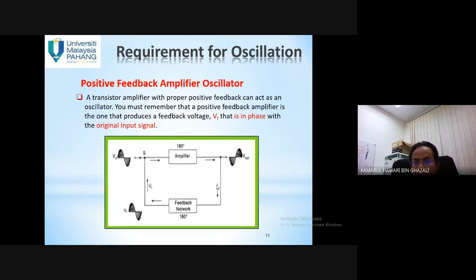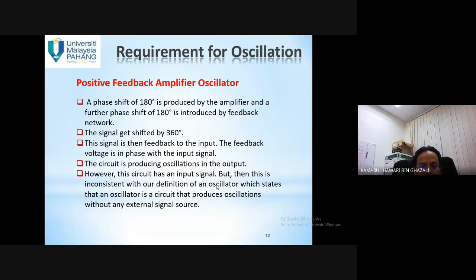Positive feedback amplifier: a transistor amplifier with proper positive feedback can act as an oscillator. Please remember that a positive feedback amplifier is one that produces a feedback voltage that is in phase with the original input signal. In a positive feedback amplifier, a phase shift of 180 degrees is produced by the amplifier, and a further phase shift of 180 degrees is introduced by the feedback network.